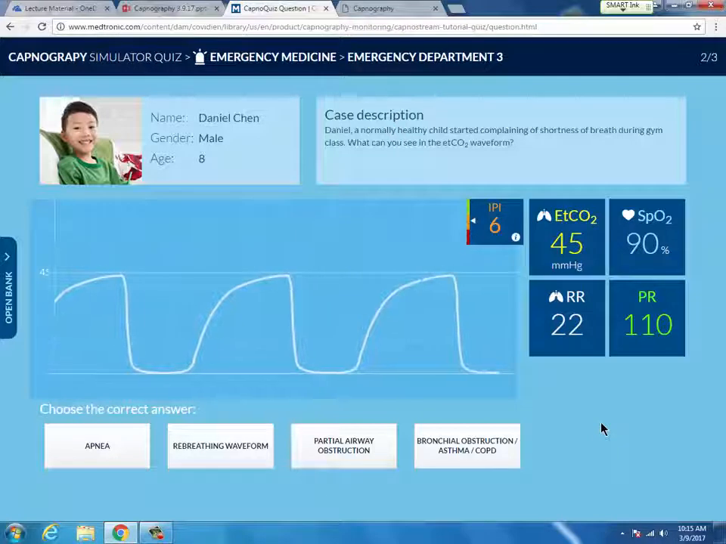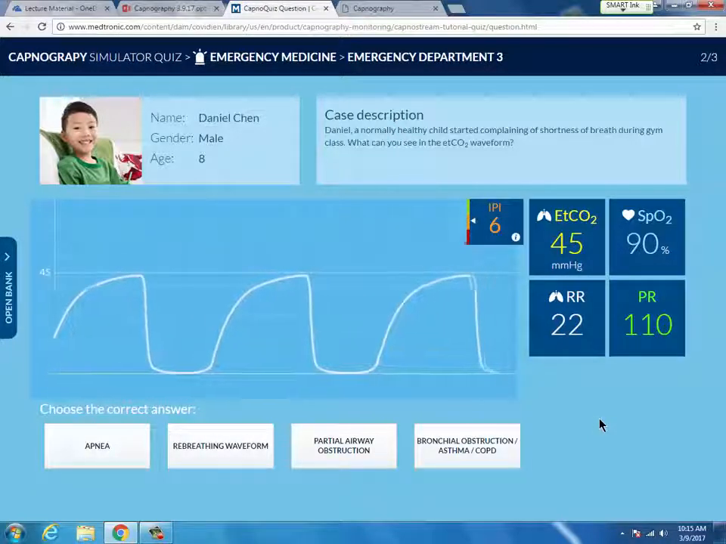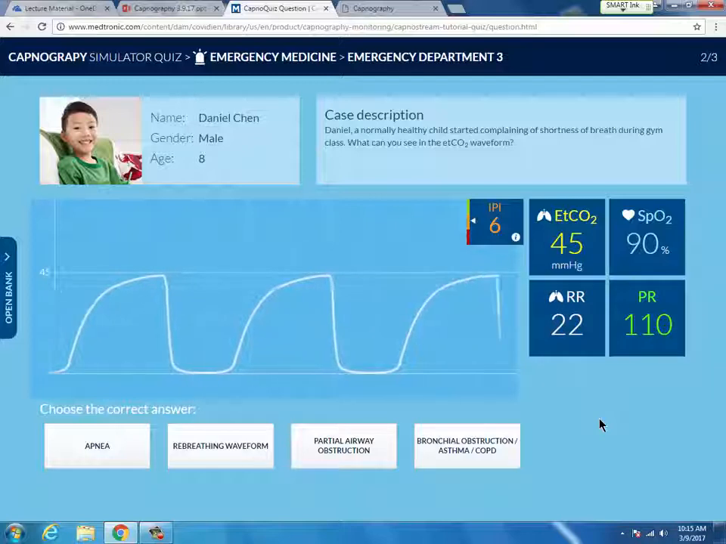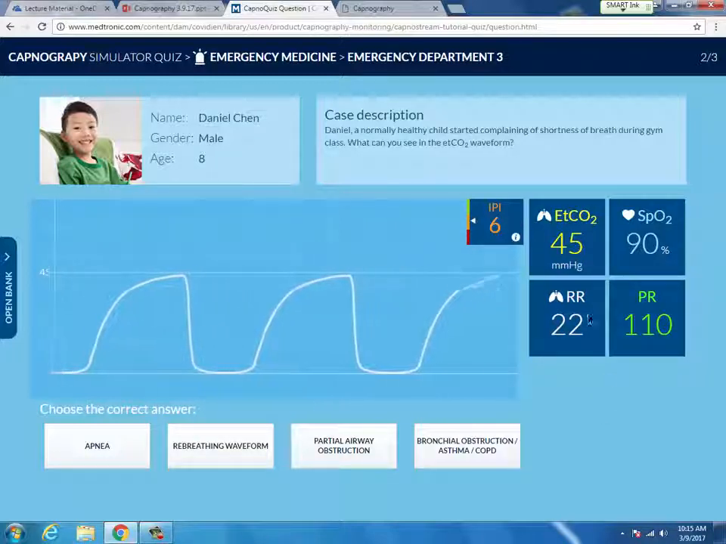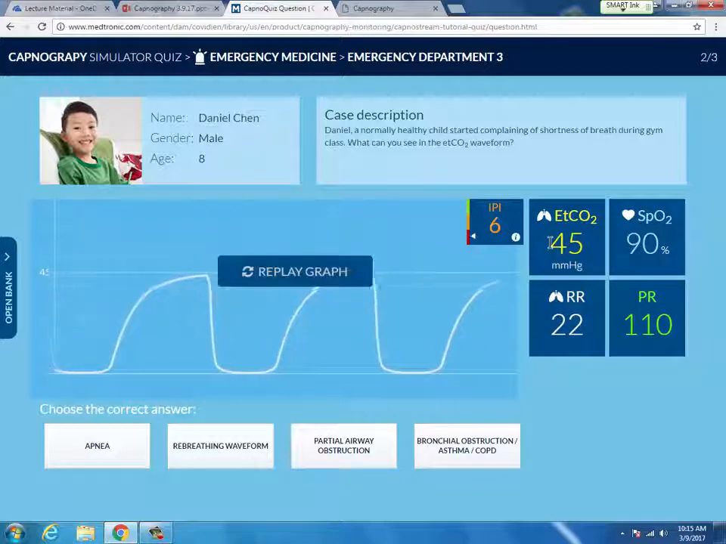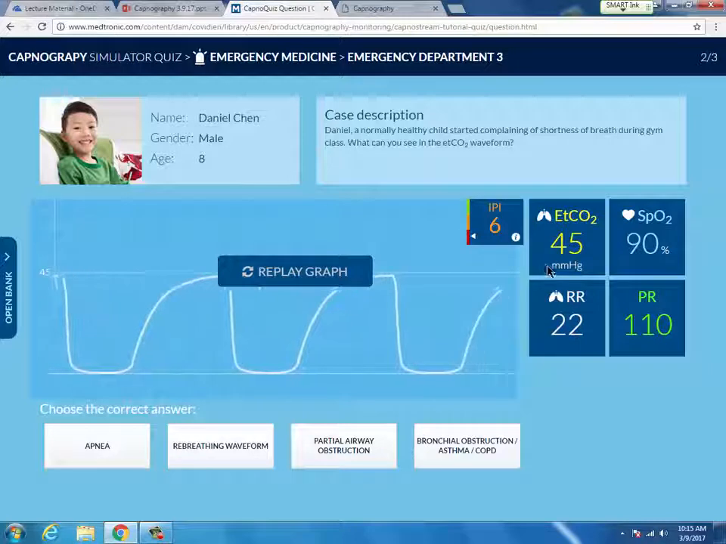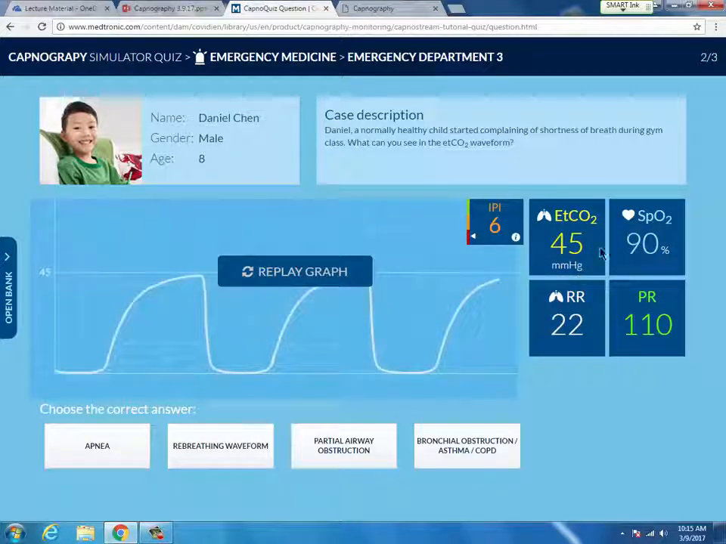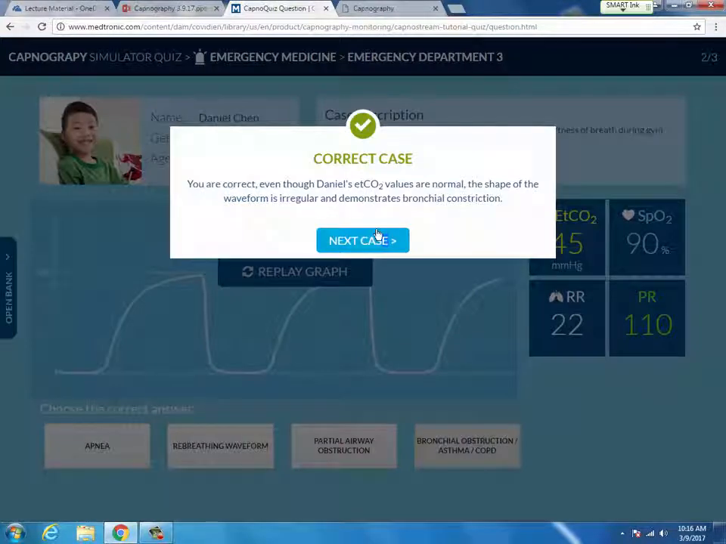Daniel, a normally healthy child, started complaining of shortness of breath during gym class. What can you see in this end tidal CO2 waveform? All right, shark fin. But now, what do I see about my CO2 level right now? It's okay, but it's certainly on the high end. But this is where I can correlate some other things, right? SpO2 is 90%. What else do I want to be listening for with this kid? Wheezing. Need to be asking the nurse, what's his history? So who says apnea? Who says rebreathing? Who says partial airway? Who says bronchial obstruction? There you go. Easy, right?